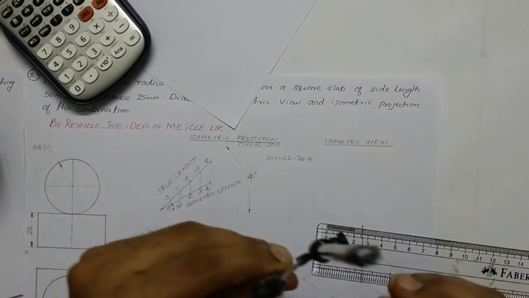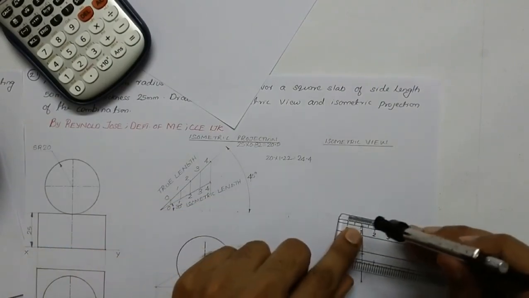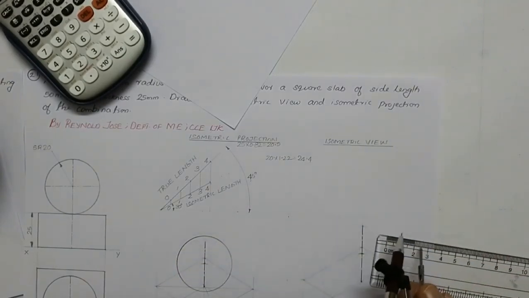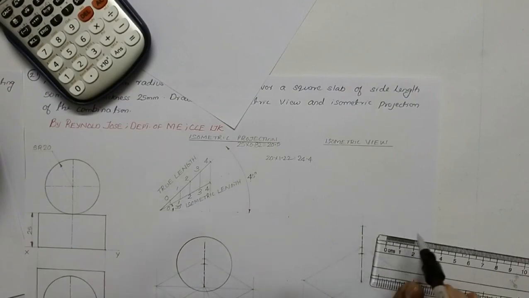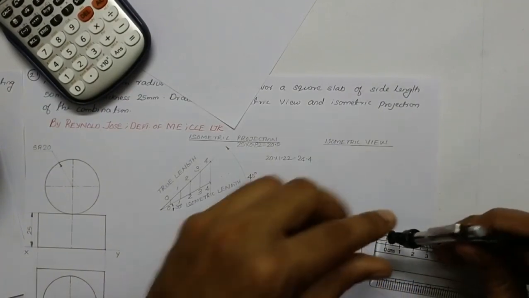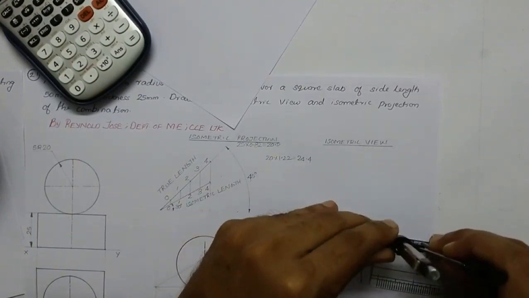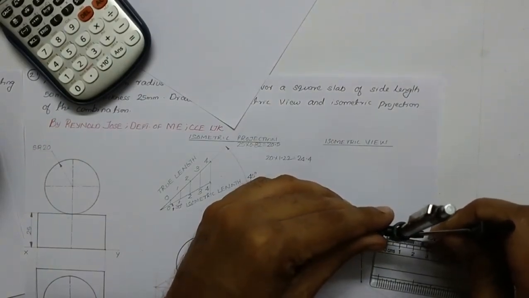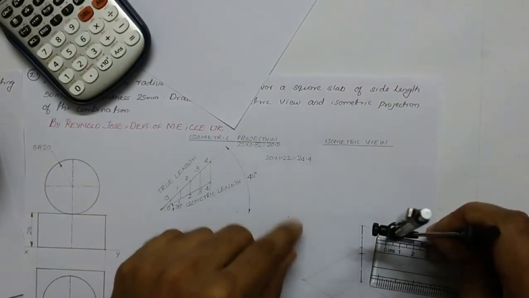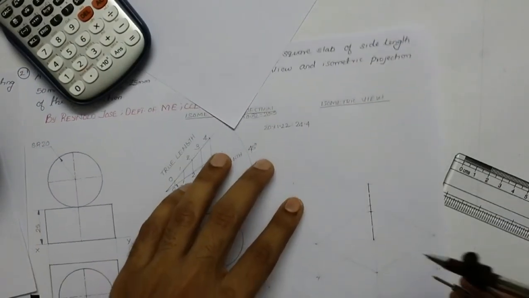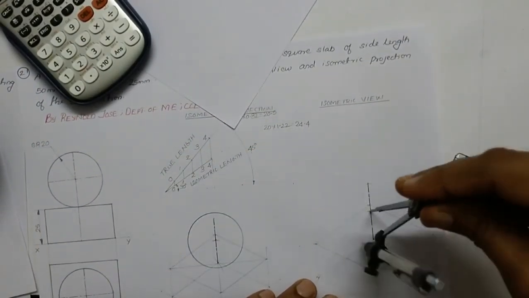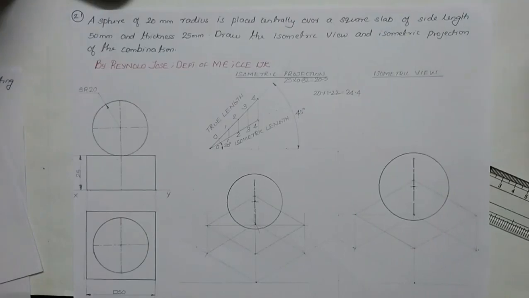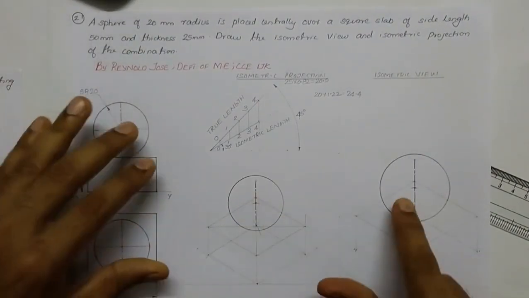So I shall take it as 25. So I shall take it in the reverse manner. So here this is totally 25. So from this point in the reverse direction, I'm taking it as approximately 24.5. So this is the difference between isometric projection and isometric view.